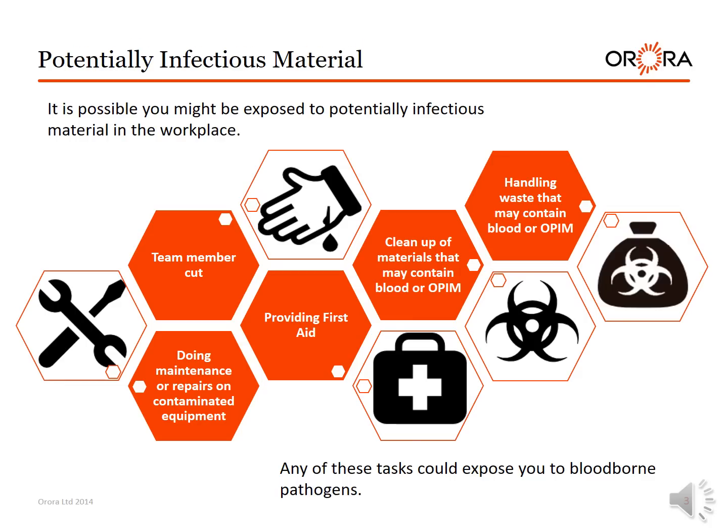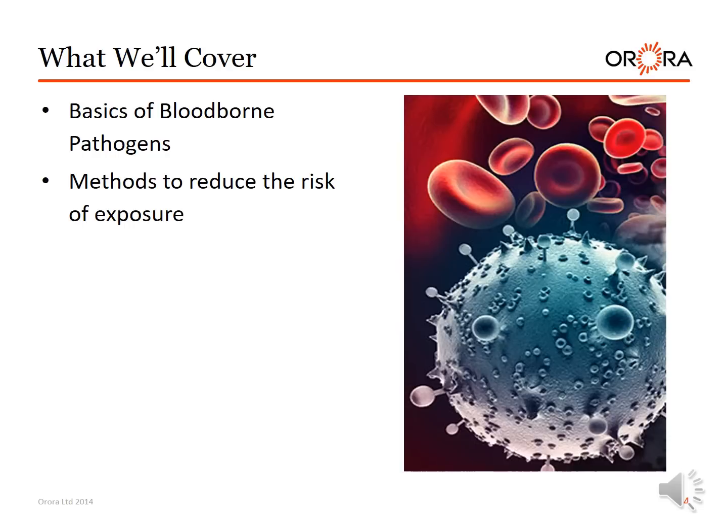Potentially infectious material. Is it possible you might be exposed to potentially infectious material in the workplace? Examples: team member cuts, doing maintenance or repairs on contaminated equipment, providing first aid, cleaning up materials that may contain blood or a PIM, handling waste that may contain blood or a PIM. Any of these tasks could expose you to bloodborne pathogens. What we'll cover: basics of bloodborne pathogens, methods to reduce the risk of exposure.